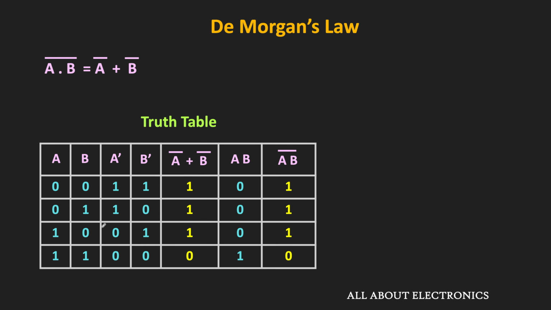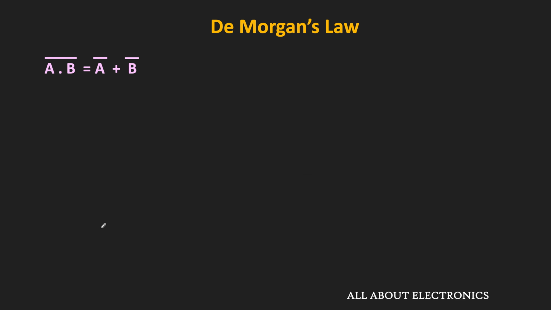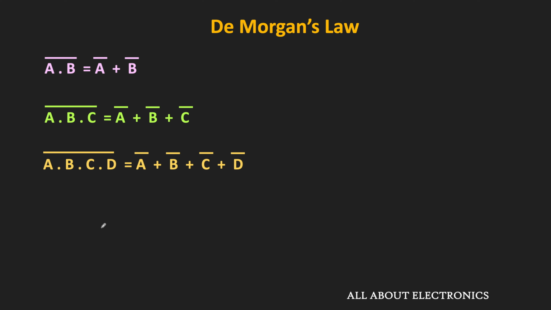So this law is also valid for more than 2 inputs. That means for the 3 inputs, we can say that this A dot B dot C whole bar is equivalent to the A bar plus B bar plus C bar. Similarly, for the 4 inputs, this A dot B dot C dot D whole bar is equivalent to the A bar plus B bar plus C bar plus D bar. So that is the De Morgan's second law.